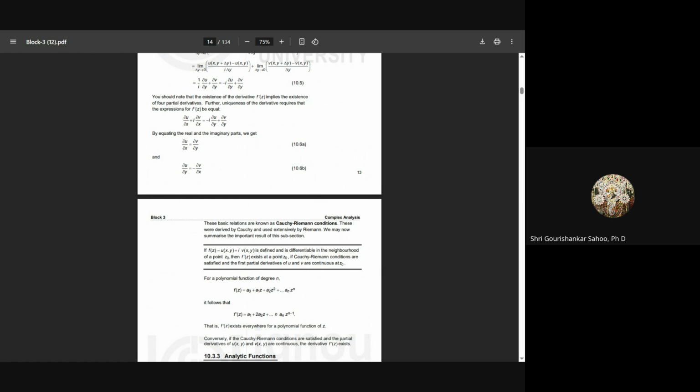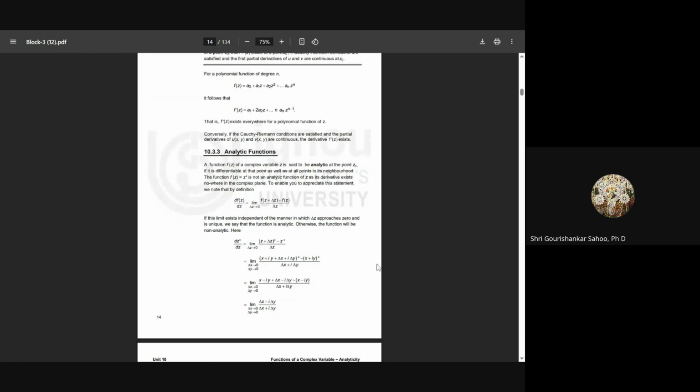So this is the Cauchy-Riemann condition. A function f(z) of a complex variable z is said to be analytic at a point z0 if it is differentiable at that point as well as at all points in the neighborhood. So the function f(z) equal to z star is not an analytic function of z, as its derivative exists nowhere in the complex plane.